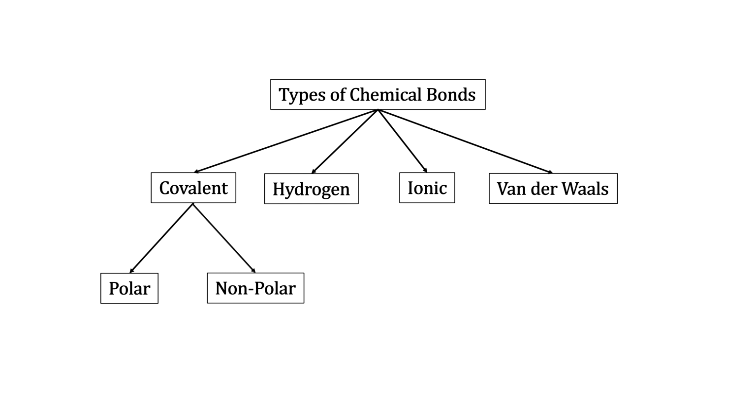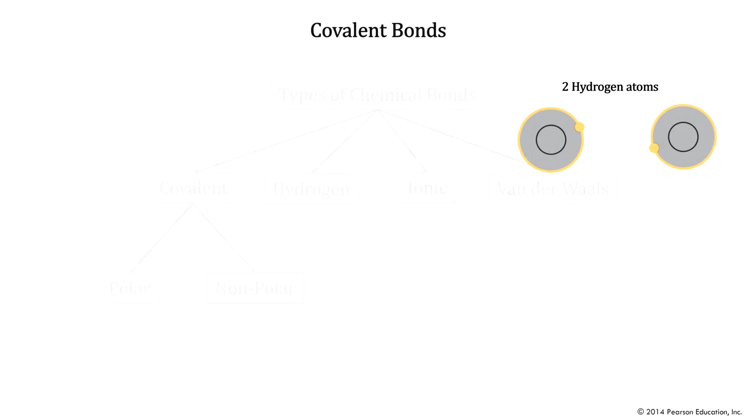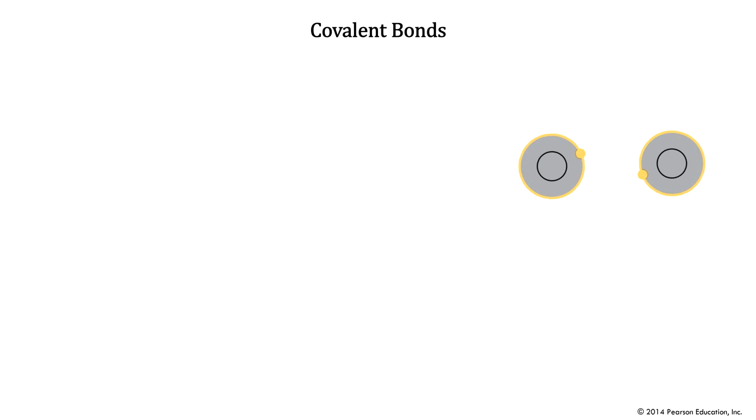There are many kinds of chemical bonds, and each has its own range of strengths. We'll cover the ones that are critical for the formation and operation of living matter: covalent, hydrogen, ionic, and van der Waals. Covalent bonds involve the sharing of a pair of electrons by two atoms.